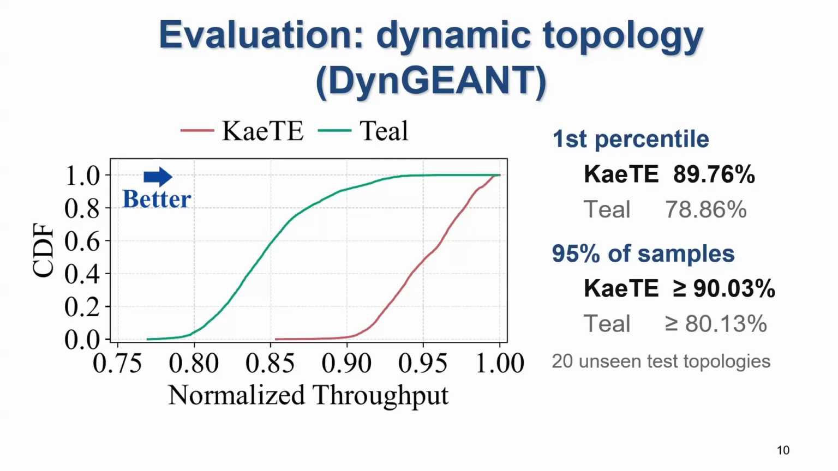We use the normalized throughput, which is defined as the throughput achieved by each learning-based method divided by the optimum achieved by Gurobi. So values closer to 1 are better. At the first percentile, KaeTE can achieve 89.76%, which is much better than that achieved by TU. This shows the robustness of KaeTE on dynamic network conditions.